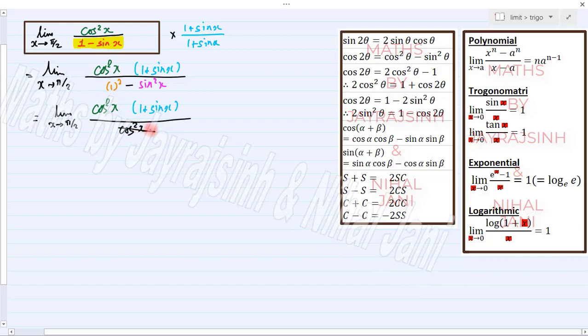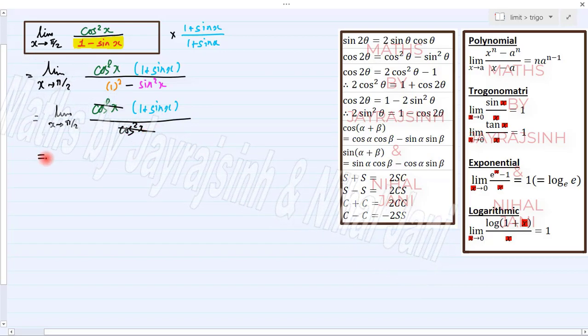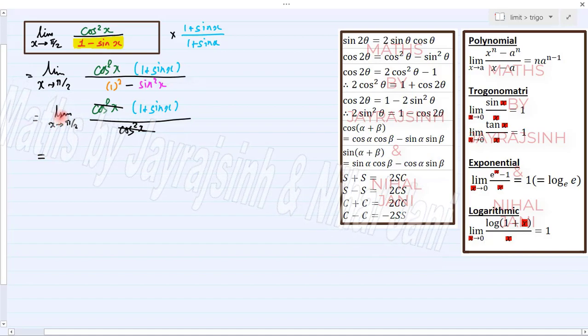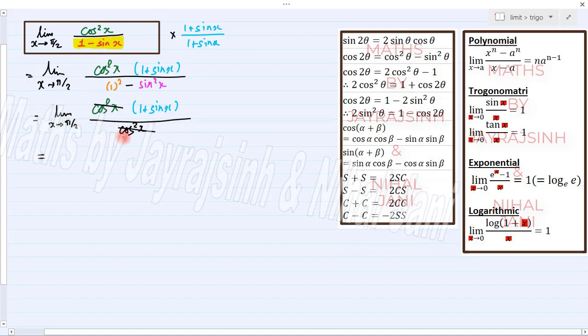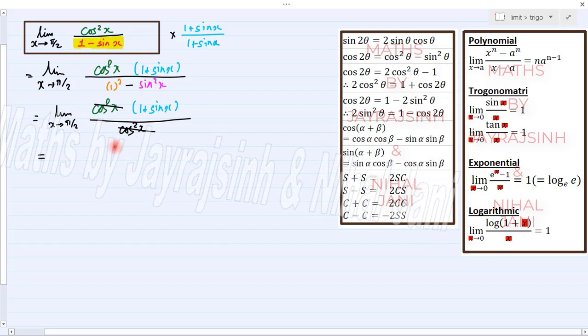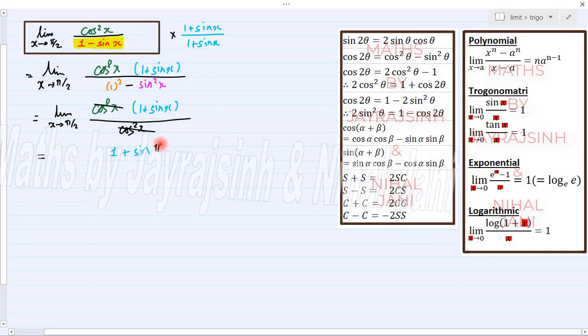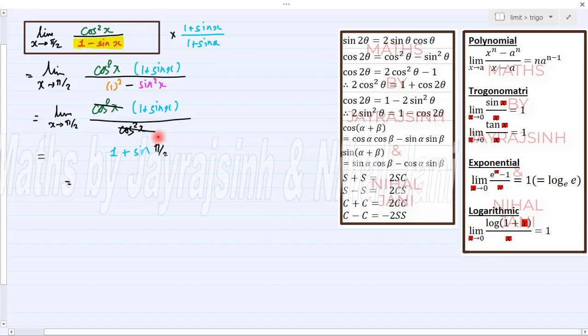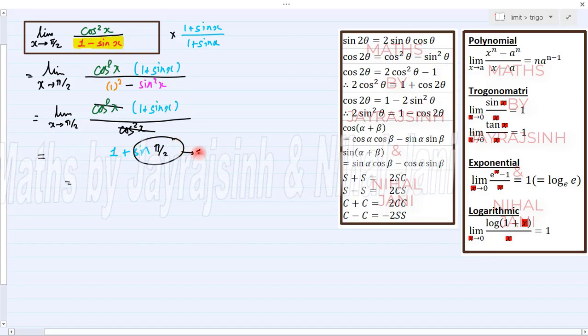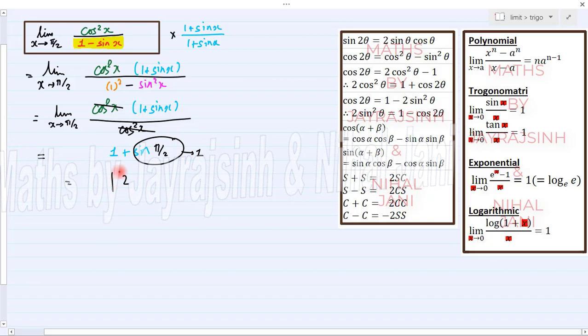So here your cos square x will cancel out and we will be ready to substitute our limit x tends to pi by 2. Just replace your x by pi by 2. So we will get 1 plus sin pi by 2. The value of sin pi by 2 is nothing but 1. So your final answer will be 2.